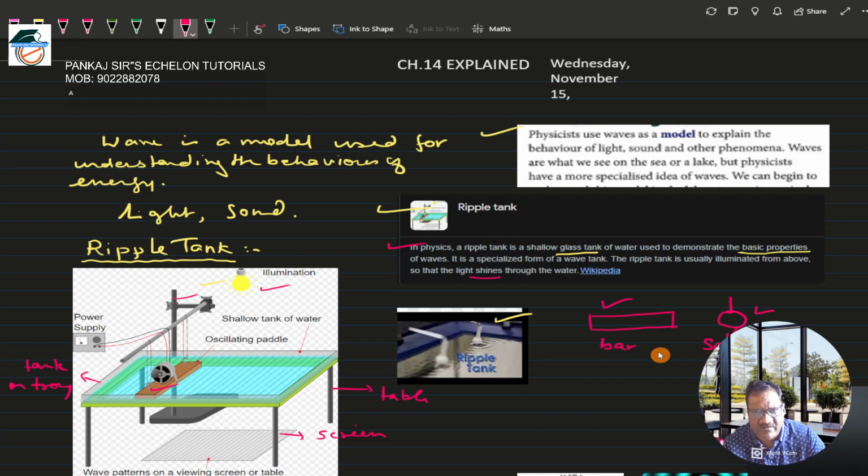And obviously they are going to create different types of ripples. Now what is a ripple? I'll be coming to that also. So can you see this horizontal bar? That is nothing but an oscillating pedal. It will oscillate up and down with the help of this motor which runs on a power supply. Once this vibration starts, ripples will be created in the water. Now what is a ripple? A ripple is nothing but a wave.